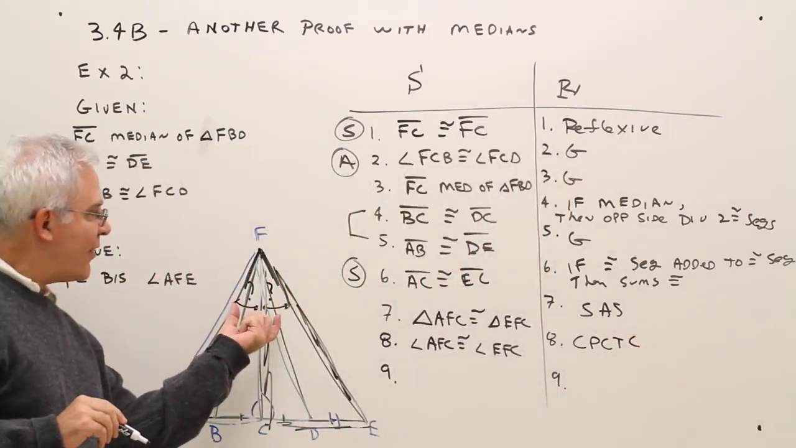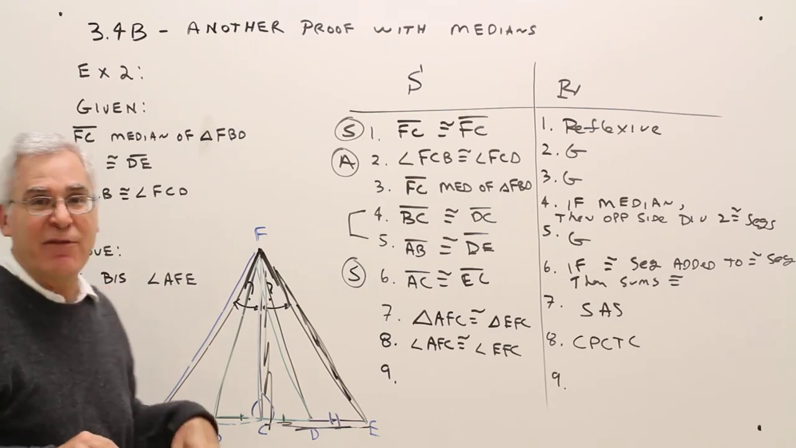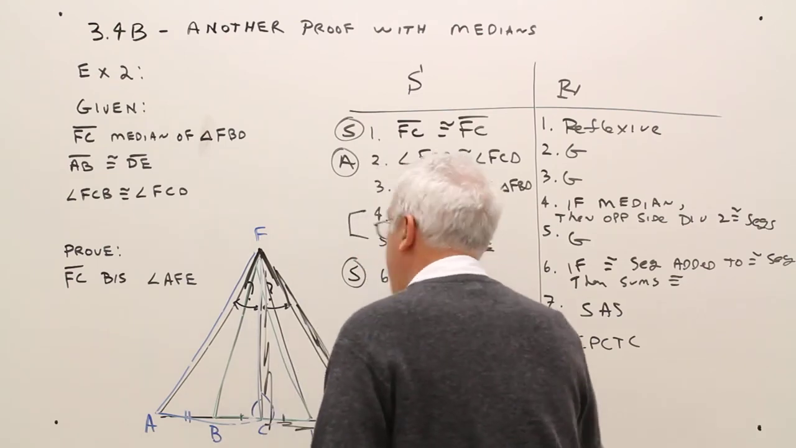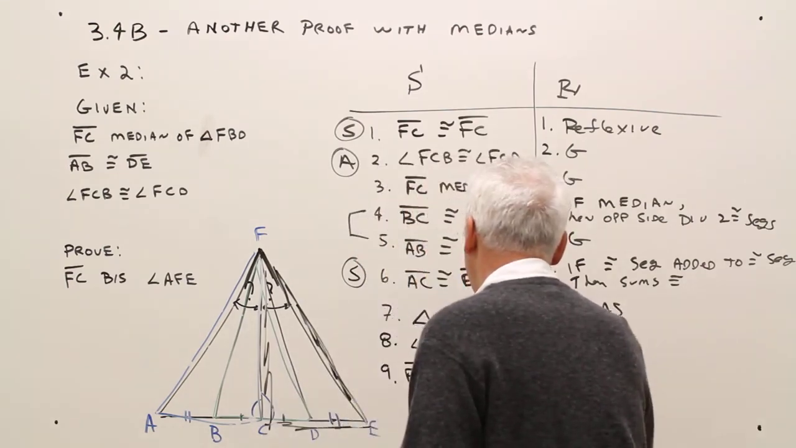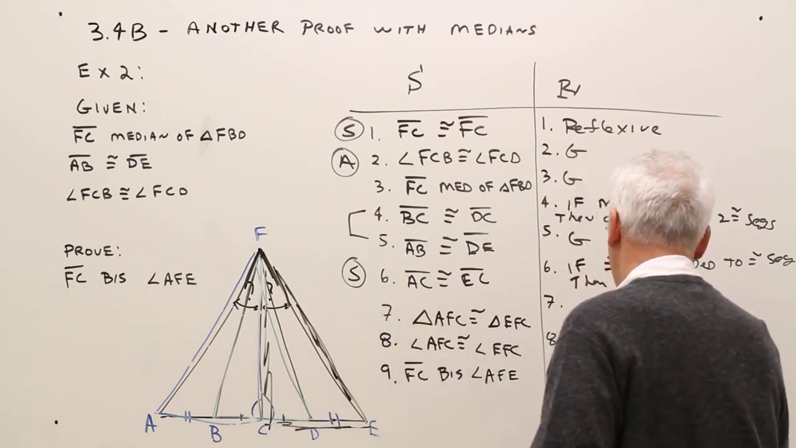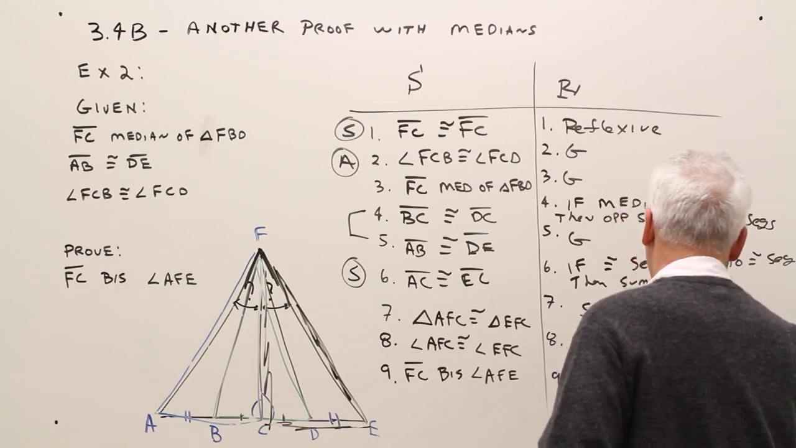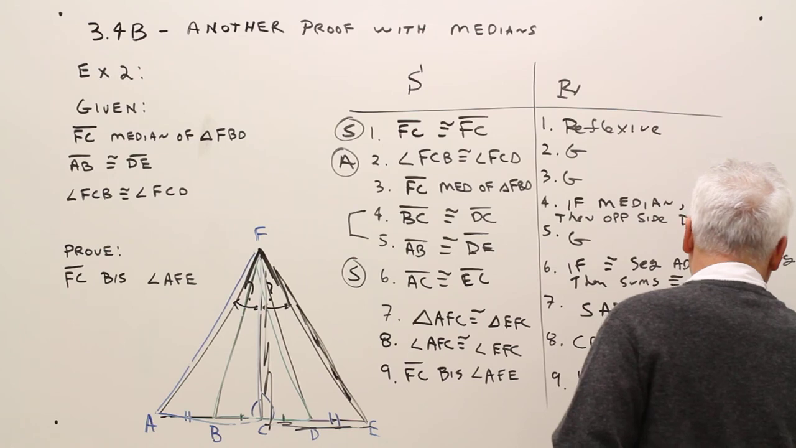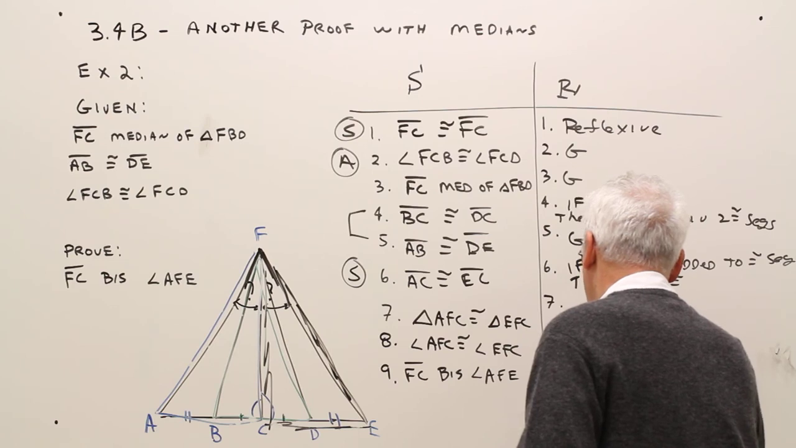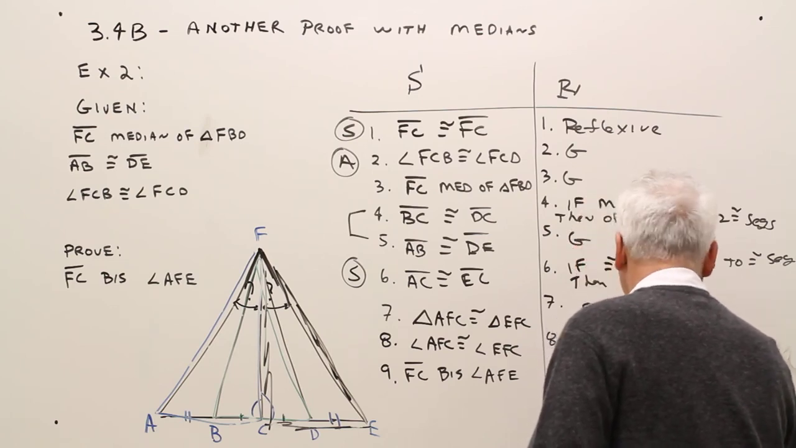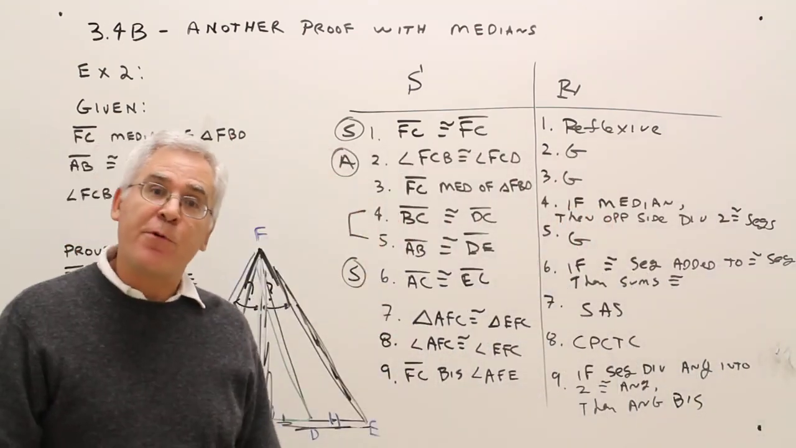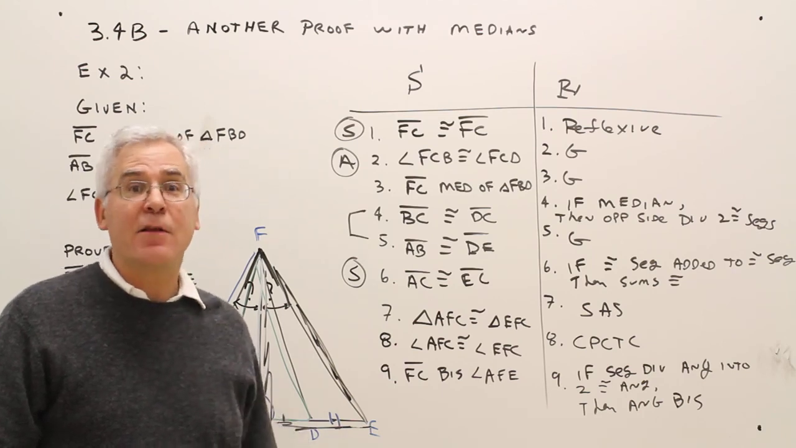Okay, and then once these two angles are congruent, I know that I've got an angle bisector. So FC bisects angle AFE if a segment divides an angle into two congruent angles, then angle bisector. Whew. So there you have it. Another proof dealing with medians beyond CPCTC.